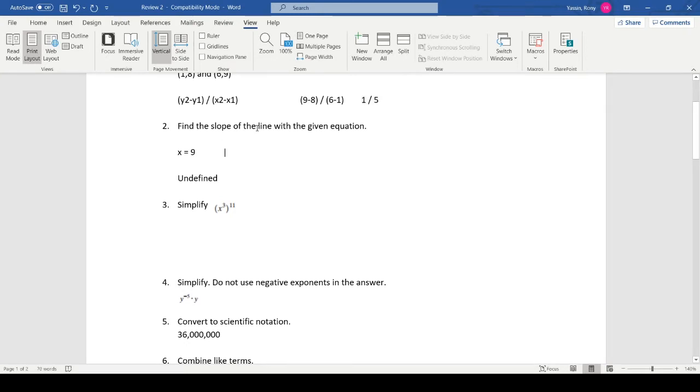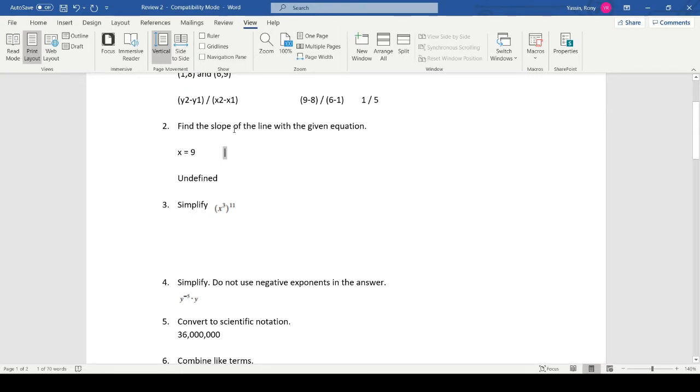Number 2, find the slope of the line with the given equation. Remember, if your equation is x equals 9, that's one of those special equations. If it's x equals something or y equals something, the line is just going to be a straight line going in a certain direction. So for x equals 9, it's going to be a straight vertical line going through the x-axis. So at the x value of 9, you're going to have a vertical line going up and down.